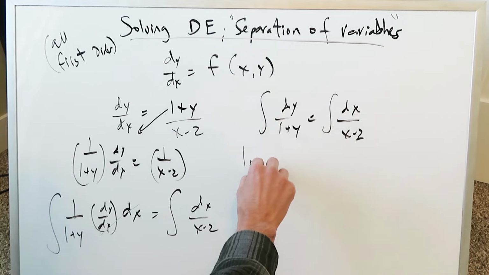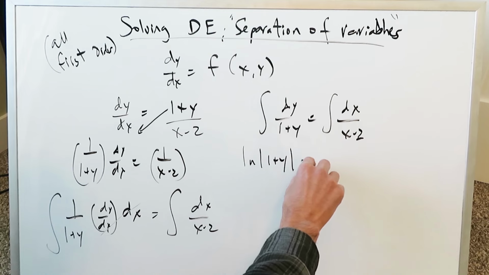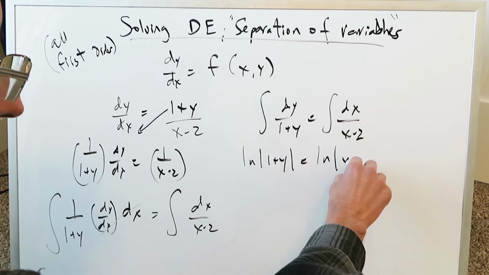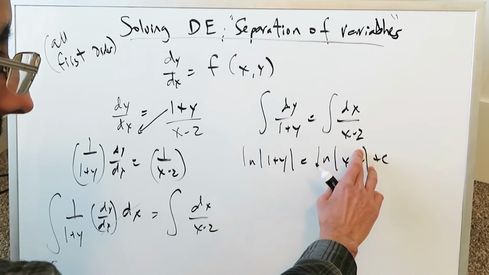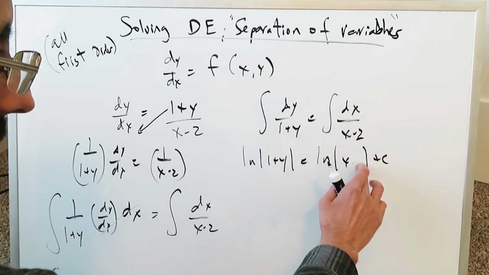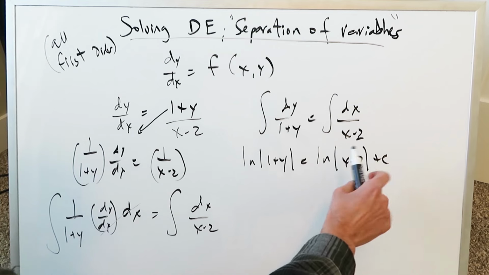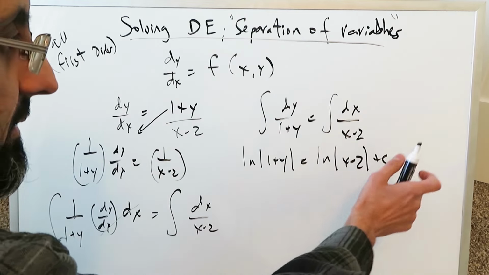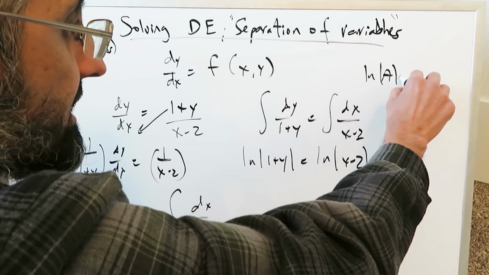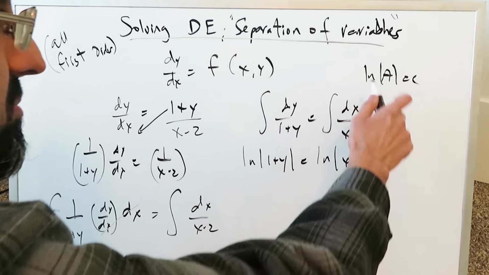This is going to bring here natural log 1 plus y is equal to natural log x minus 2 plus c. You can hold this right here as your final answer, or you can take this one step further and eliminate and get some meaning in here with regards to this constant of integration. Let natural log of a equal c, and see how this plays out right here.